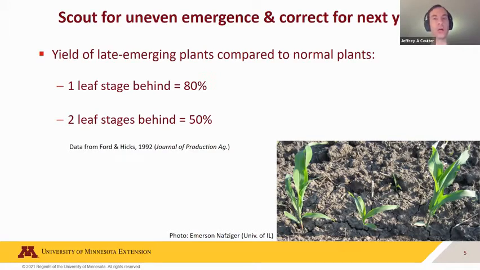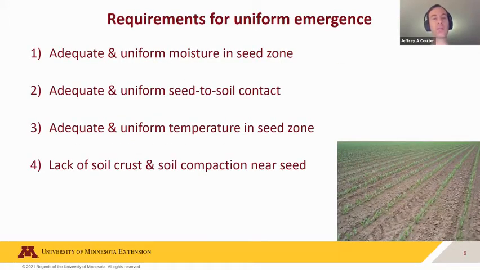So when we think about emergence and trying to get uniform emergence, there's basically four key requirements. The first one is adequate and uniform moisture in the seed zone. Another is adequate and uniform seed to soil contact. A third is adequate and uniform temperature in the seed zone. And the fourth one is lack of soil crust and soil compaction near the seed.